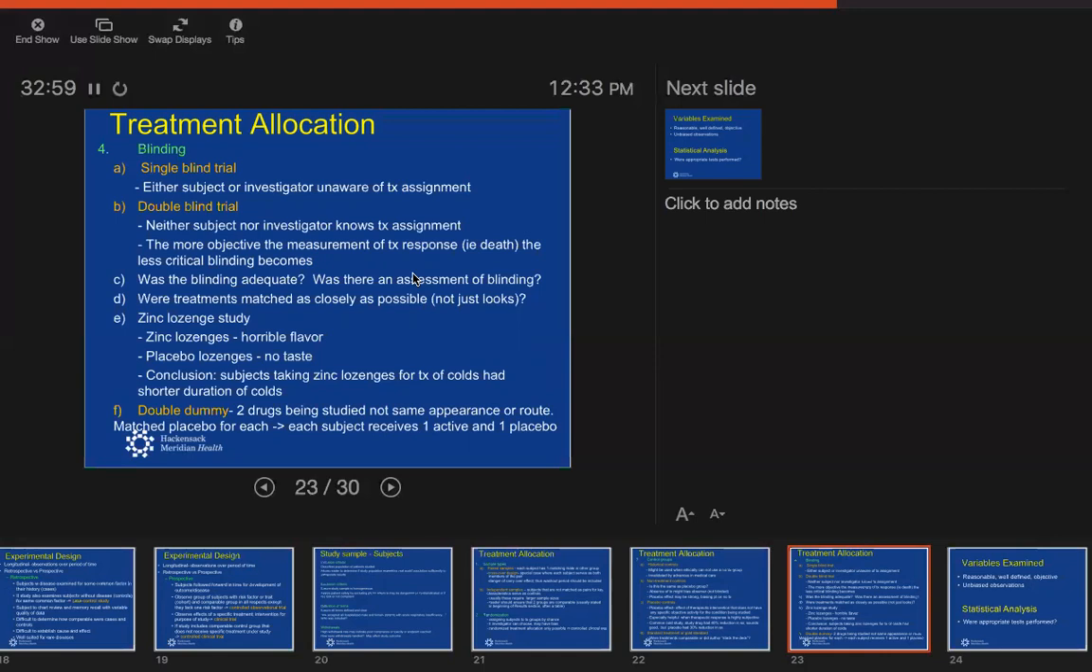And were the treatments matched as closely as possible, not just by taste or appearance, but maybe by smell or whatever? If the treatment has a particular characteristic, you want to make sure that the placebo is matched for that same characteristic. And there's an example of how this can affect results from one of the first studies of zinc lozenges.